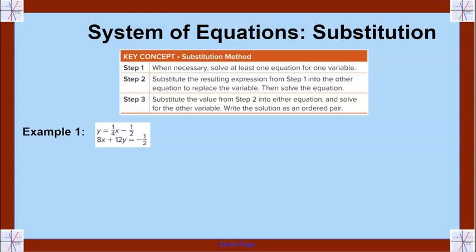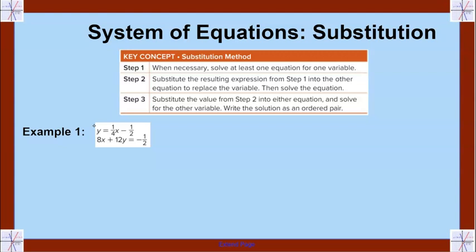There are 3 steps that you can use to solve this with the substitution method. Step 1, when necessary, solve at least one equation for one variable. So if you look at this example here, this top equation y equals 1/4 x minus 1/2, that is an example where one equation is solved for one variable. We already know what y is. y is 1/4 x minus 1/2.